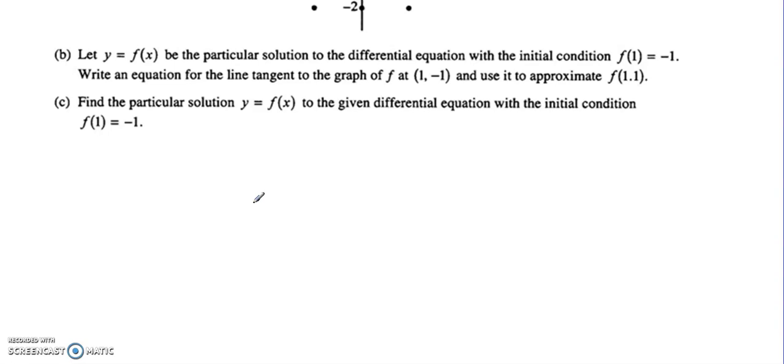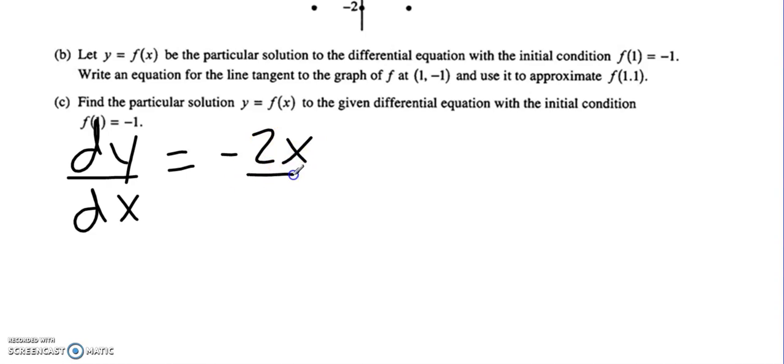Write an equation for the tangent line to the graph of f at (1, negative 1), and use it to approximate f at 1.1. So, what is our differential equation? Well, if we look above, we see that our differential equation is dy/dx is equal to negative 2x over y. And we want to get a line that's tangent to this point.